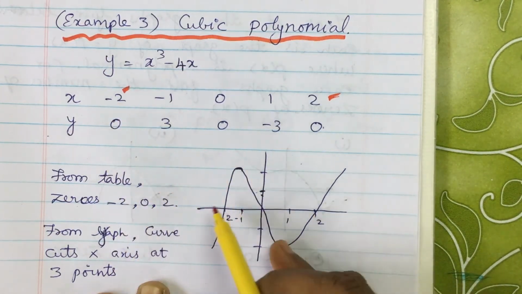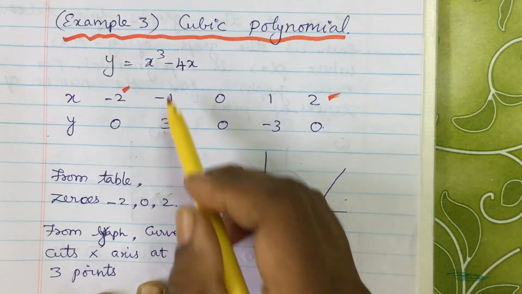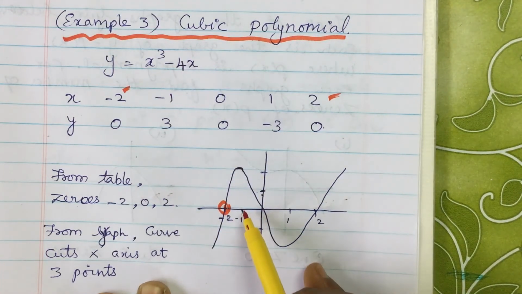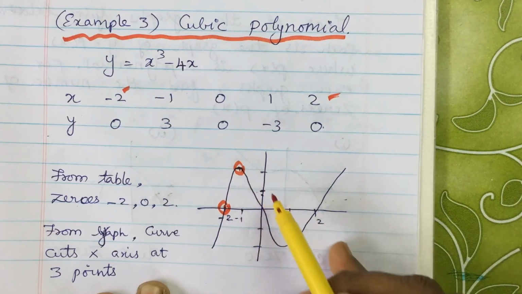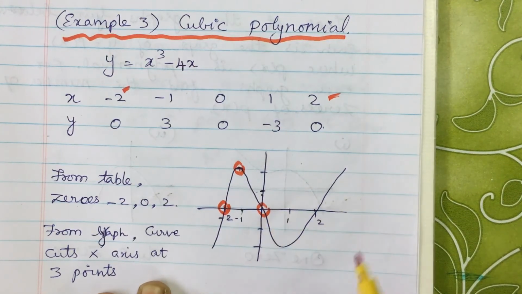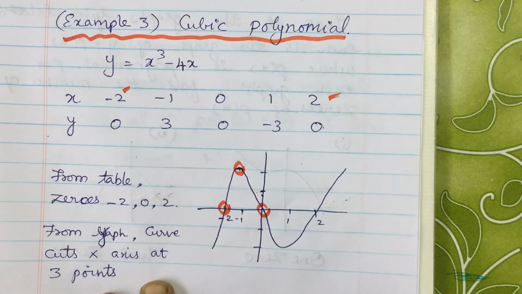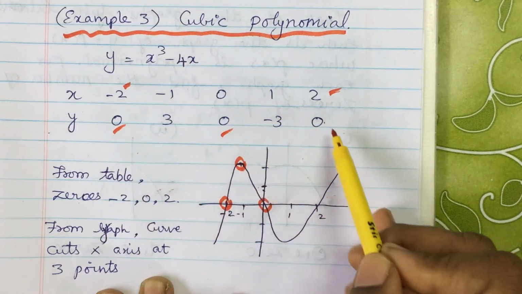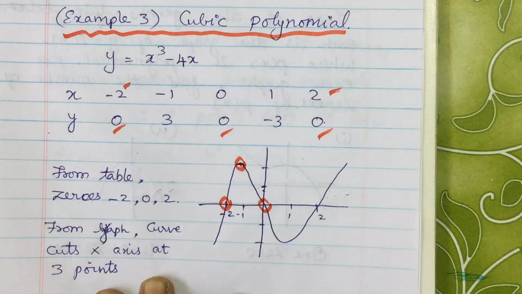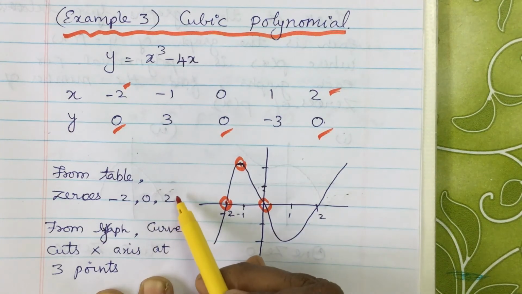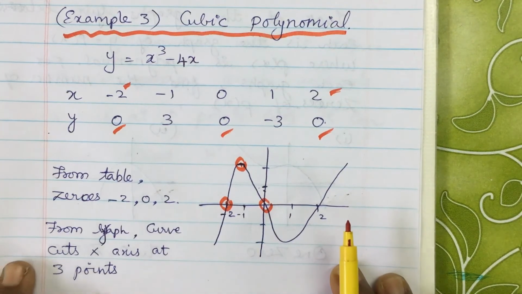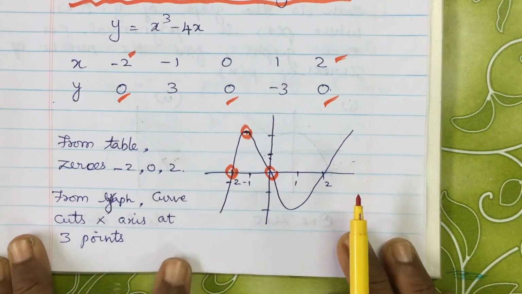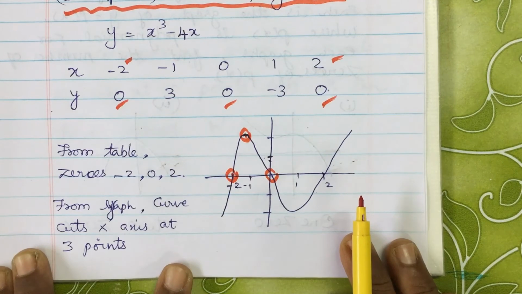Minus 2 comma 0, it is nothing but here minus 2 comma 0, minus 1 comma 3. So it is coming somewhere here, minus 1 comma 3, and this is 0 comma 0. Similarly, I got this graph. So from the table you can observe you are getting 3 zero values for y. The corresponding x values, minus 2, 0 and 2, are observed to be the zeros of the given polynomial. From the table you can say it easily.